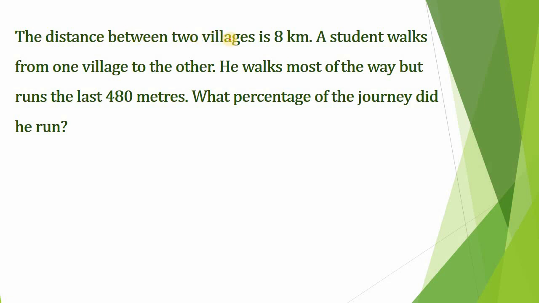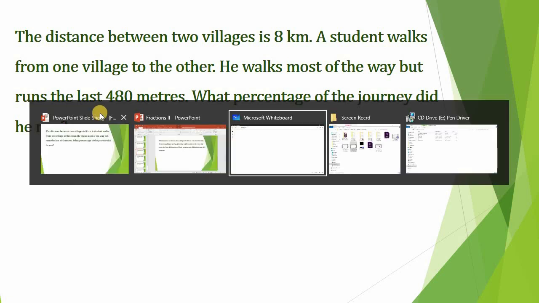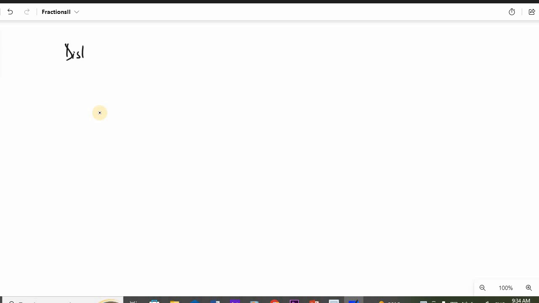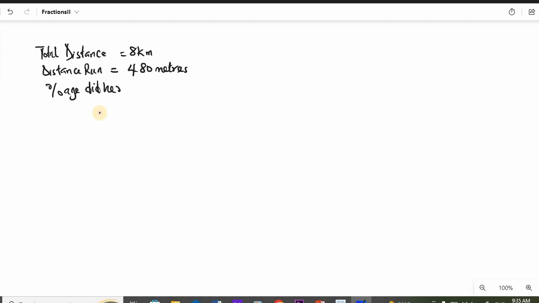So this question says the distance between two villages is 8 kilometers. A student walks from one village to the other. He walks most of the way but runs the last 480 meters. What percentage of the journey did he run? Okay, so let's write out the details in our whiteboard. So the distance between the two villages, so I'm going to say total equals 8 kilometers, and then distance run is 480 meters. So the question says, what percentage did he run?